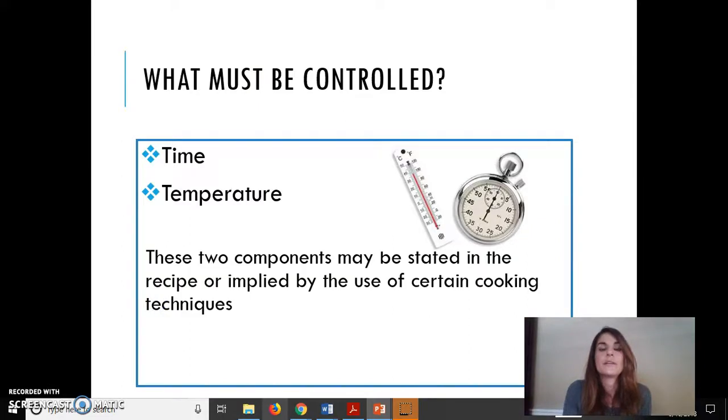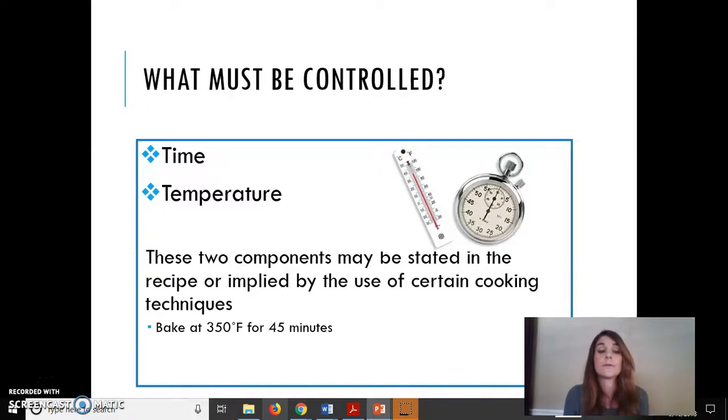So what must be controlled in order to control cooking, to control this heat? Time and temperature. These are two things that are very important in cooking. Remember the whole thing is cooking is heat transfer, but it needs to be controlled. We need to be looking at how long we're cooking something for and also at what temperature. Those are the two things that we need to be looking at.